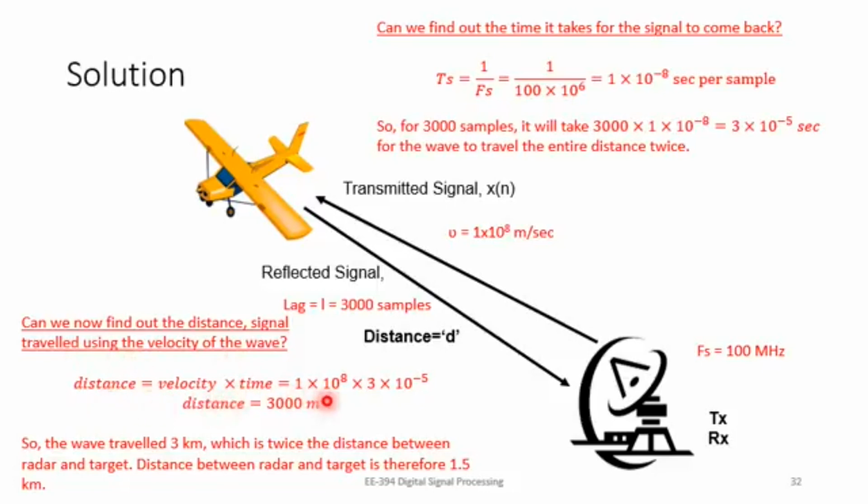So it is 1 × 10^8 is the speed of the wave, and it took 3 × 10^-5 seconds to travel the distance. So you multiply both, and the distance comes out to be 3000 meters. So essentially the wave traveled 3 kilometers, which is twice the distance between radar and target. So the distance between radar and target will therefore be 1.5 kilometers.